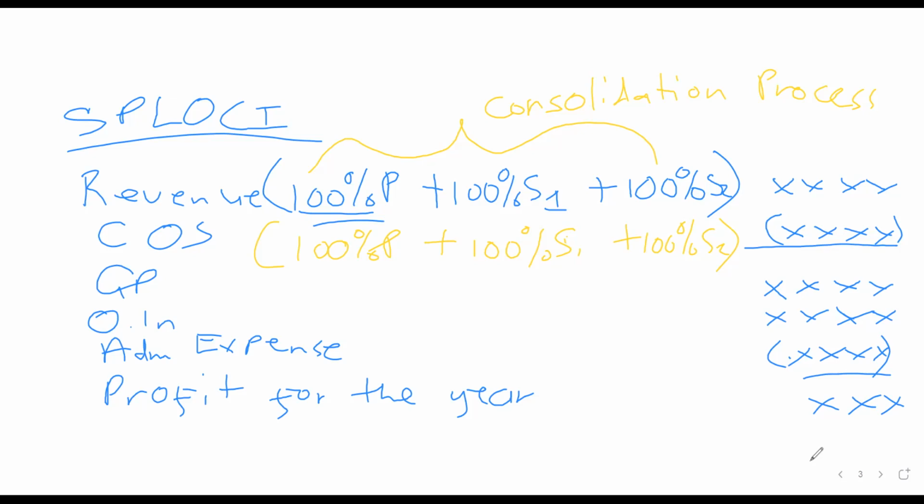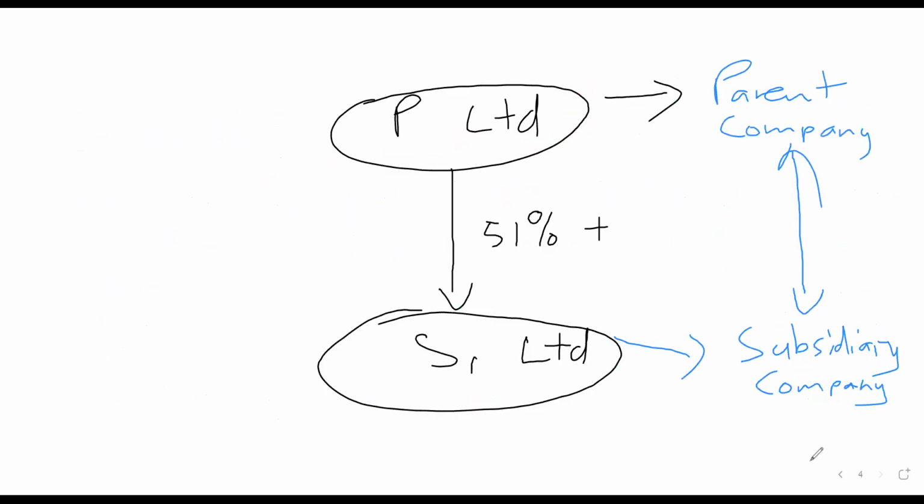unit number 3, so that you can see the difference. I think so that it becomes clear and I don't confuse you guys. So we are saying that in this setup, for as long as the shares that the parent company, P Limited in this case, acquired in the subsidiary company S1 Limited are 51% and above, we have what we call a parent to subsidiary relationship. That is the type of relationship that exists.